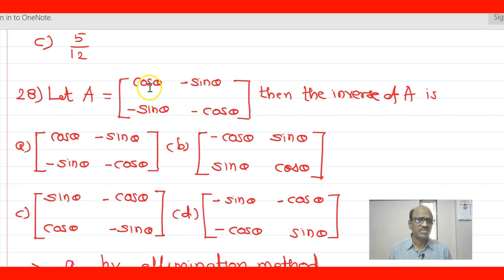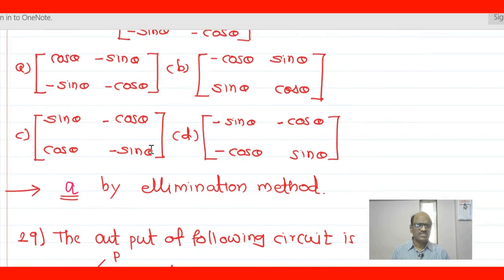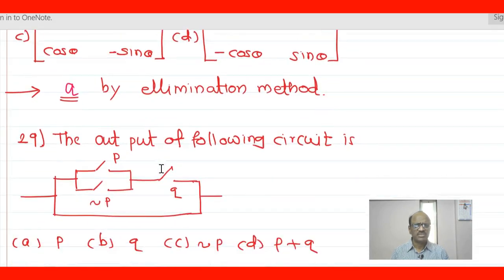Again I am repeating: its determinant is minus 1, and find the cofactor of cos theta. The cofactor of cos theta is minus cos theta, with the negative sign. What is A inverse? A inverse is equal to 1 upon determinant of A into adjoint of A. I will get minus cos theta, and the determinant has a negative sign, so it becomes a positive sign. Therefore this is option A, which is the correct one by using the elimination method.